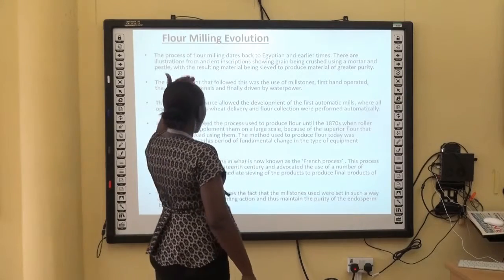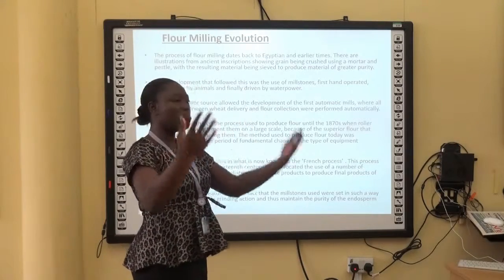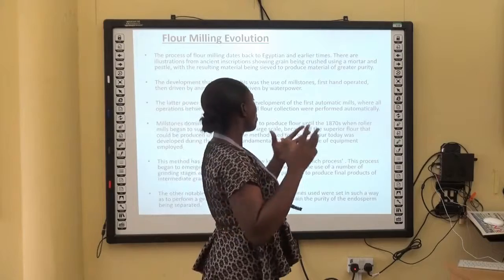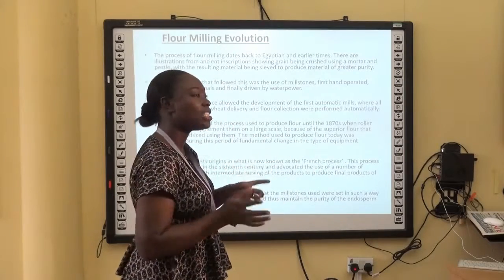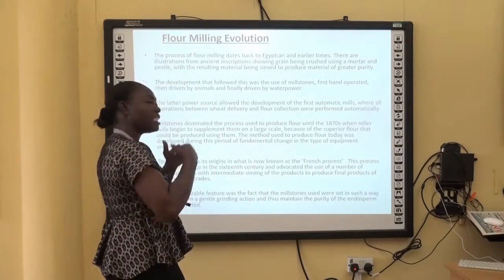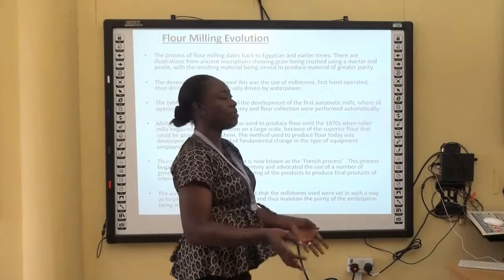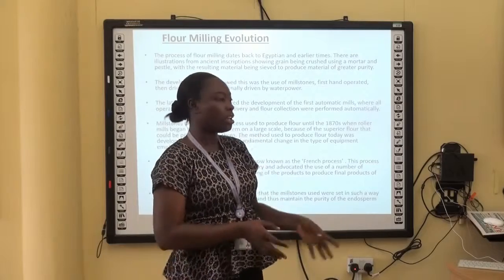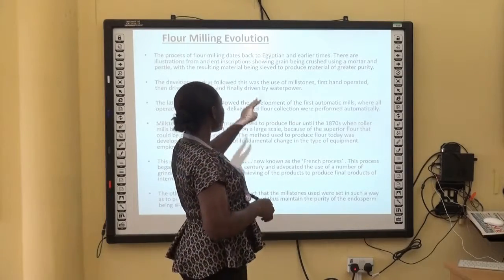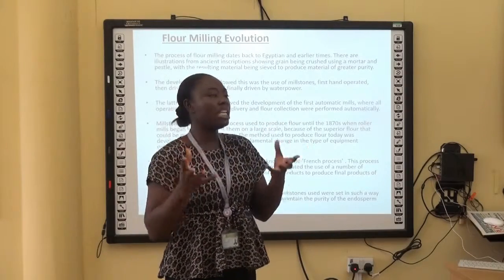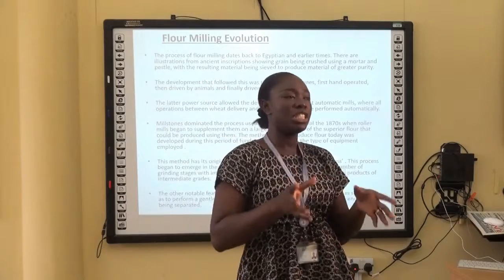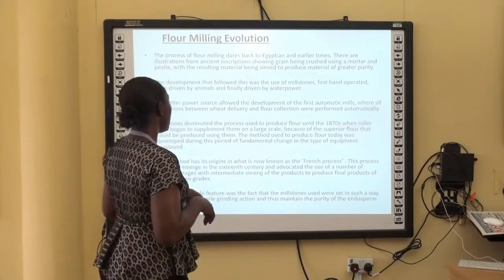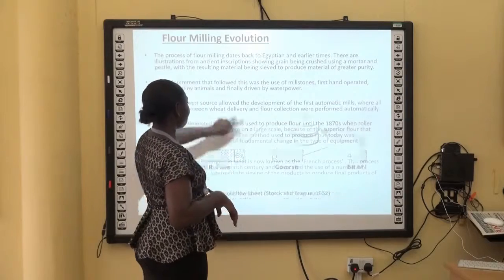And then after that, they used millstones, which were first hand operated, and then later some of them were driven by animals, and then later we have those that were driven by water forces. And the water-powered milling machines actually opened the door for automation in the milling industry.